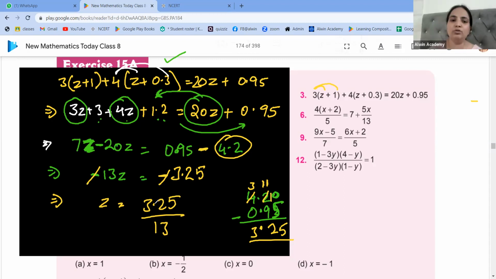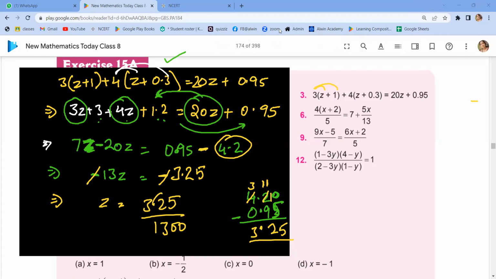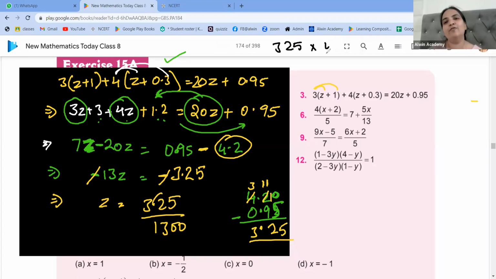Let's solve this. How to solve this? What is 325 divided by 13? Ma'am, call Ishita for that. 325 divided by 13 would be 1200 and 100, 1300. Yes. 1300 is the answer.